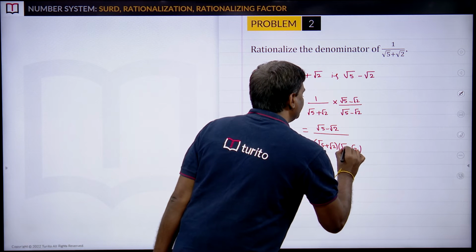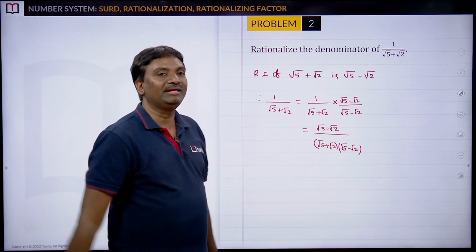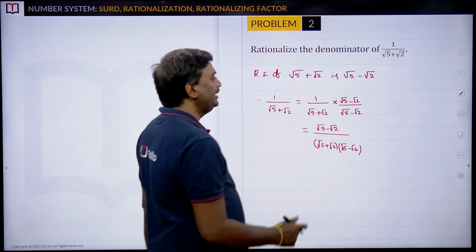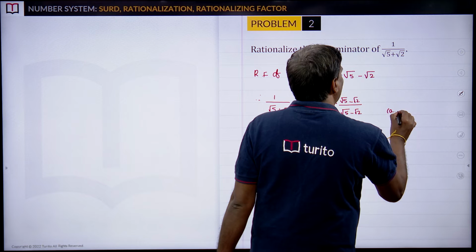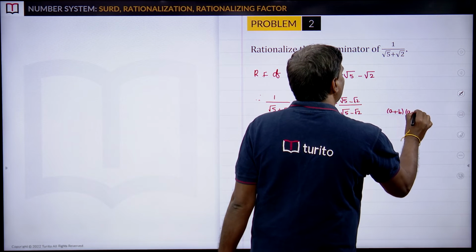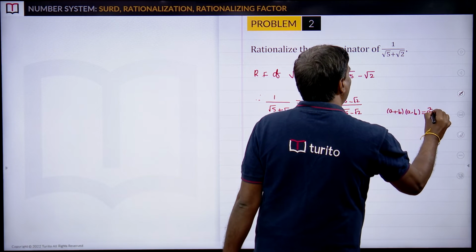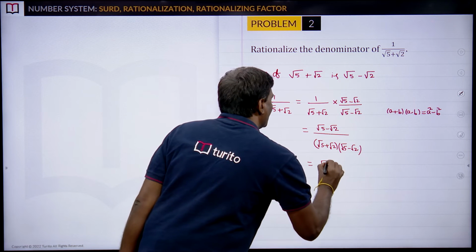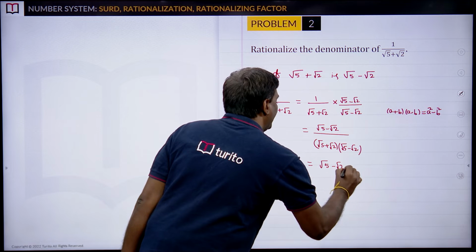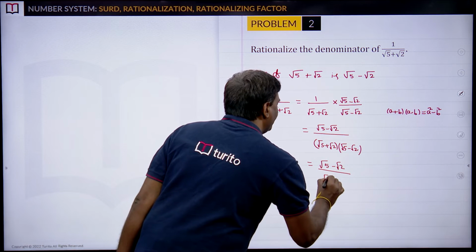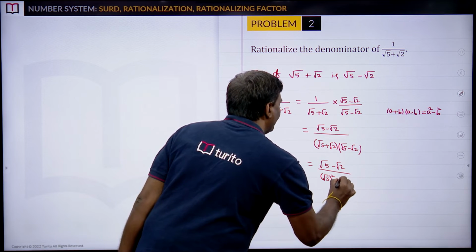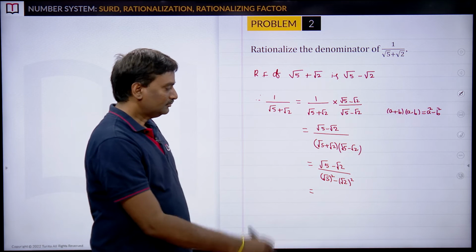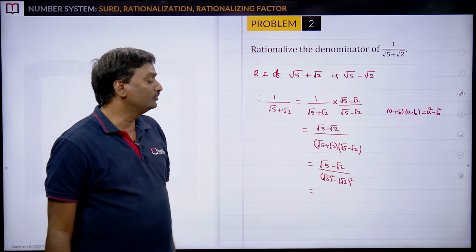Root 5 minus root 2. Now, clearly again the denominator is in the form of a plus b into a minus b. Again we know a plus b into a minus b equal to a square minus b square. So that equals root 5 whole square minus root 2 whole square. The denominator can be written as root 5 whole square minus root 2 whole square.